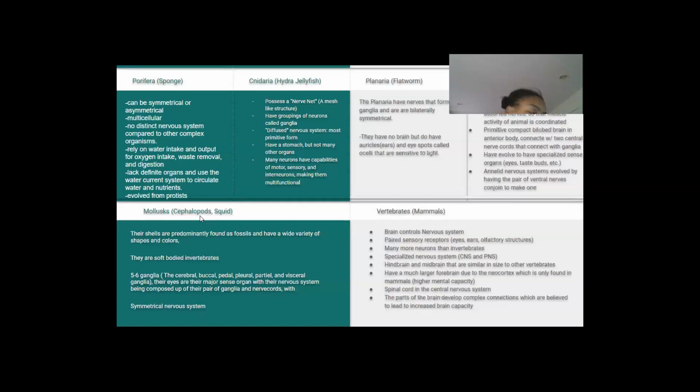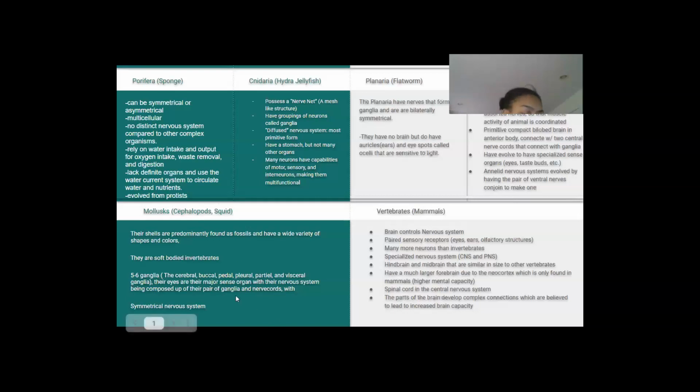Yep. So mollusks have a tetraneural nervous system, which means there are 4 main neural strands. In mollusks, a pair of cerebral ganglia innervate the head, mouth, and associated sense organs. They're soft-bodied invertebrates, and they're symmetrical, and they have usually around 5 to 6 ganglia.